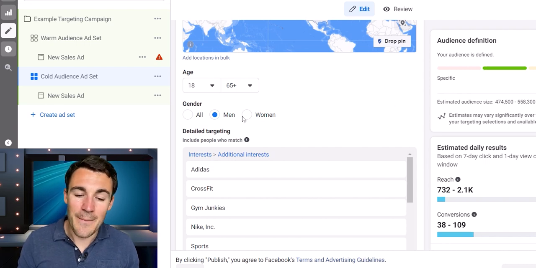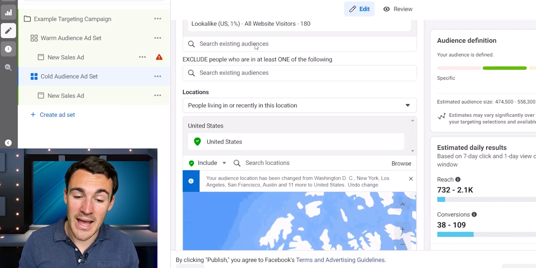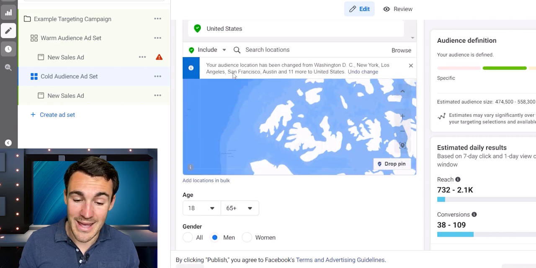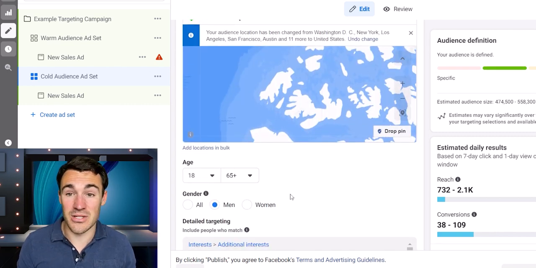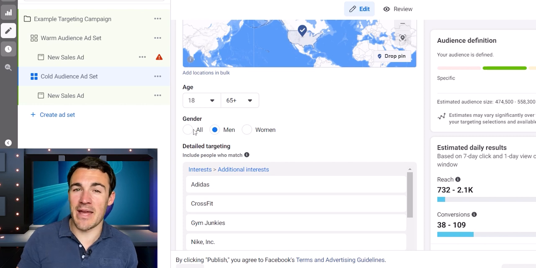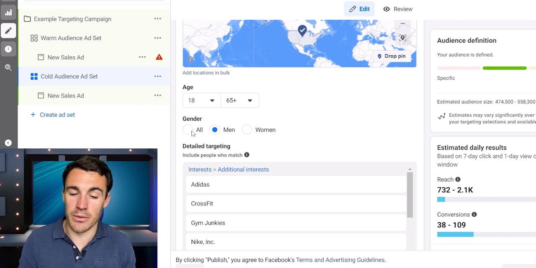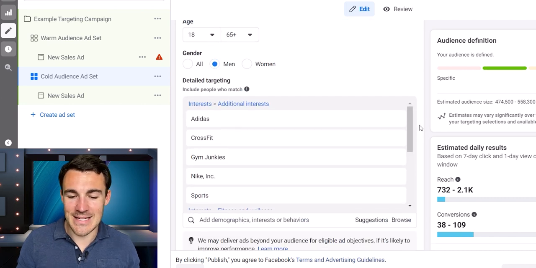So that's fine. But again, if you're using a lookalike audience like we are here, and you wanted to go with all, that would be fine too. And if your product was, say, 90% male, 10% female, I would definitely be going with all if I'm using a lookalike audience, okay? Then we get down into the detailed targeting section.